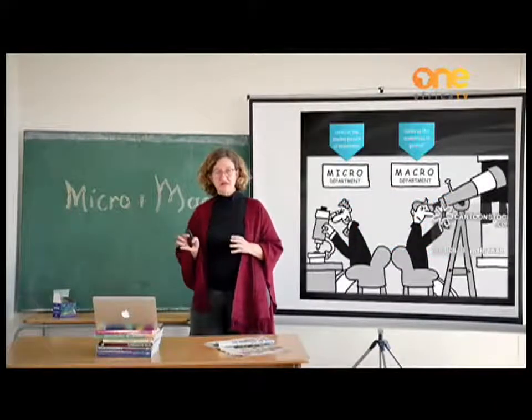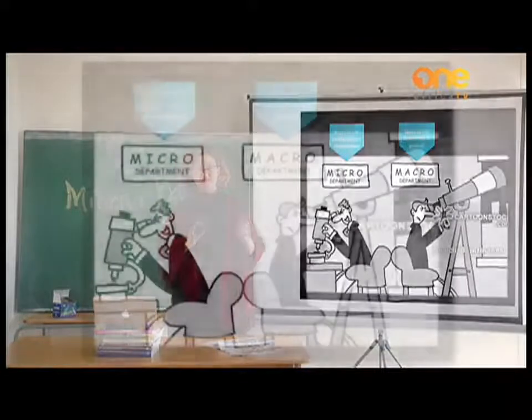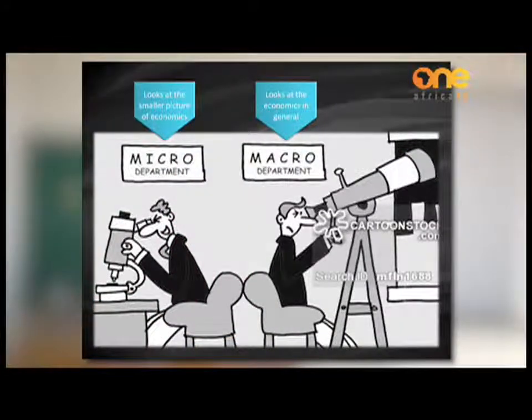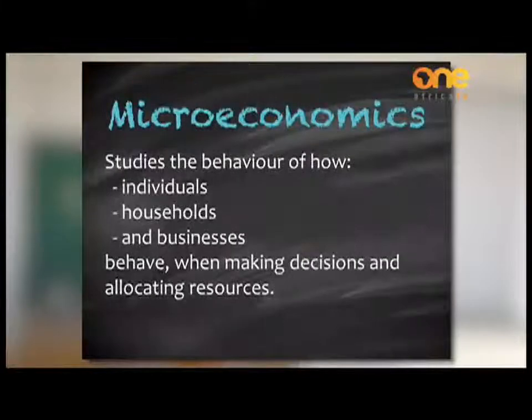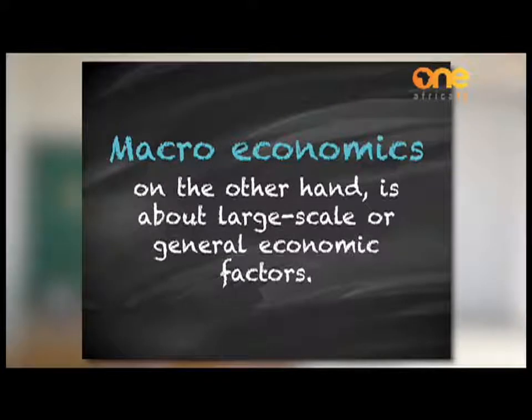Okay, we divide micro and macroeconomics. If you look at the slide with the cartoon on it, you will see that microeconomics looks more at the smaller picture of economics, where macroeconomics looks more at the bigger picture of economics. And those who make the decisions on allocation of resources in microeconomics are the individuals, the households, and the firms. If we look at macroeconomics, then it will obviously be the government with other countries involved.